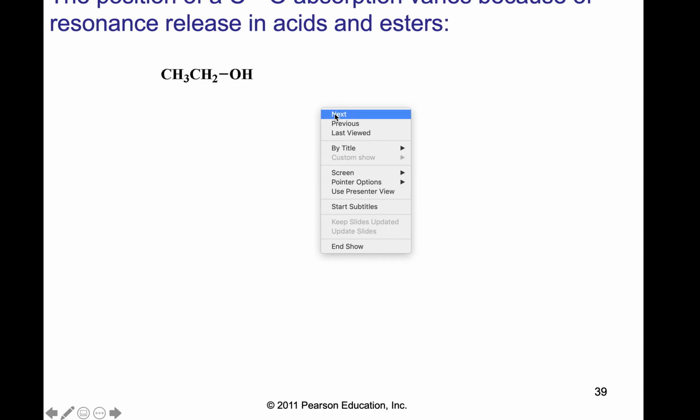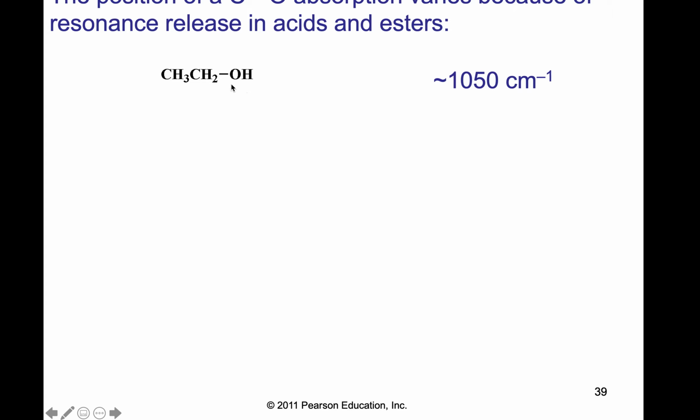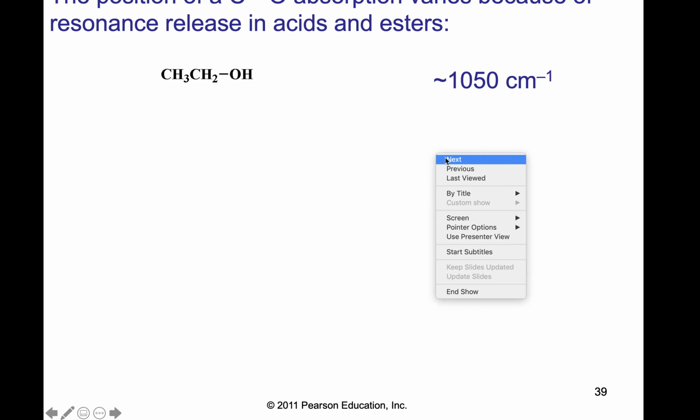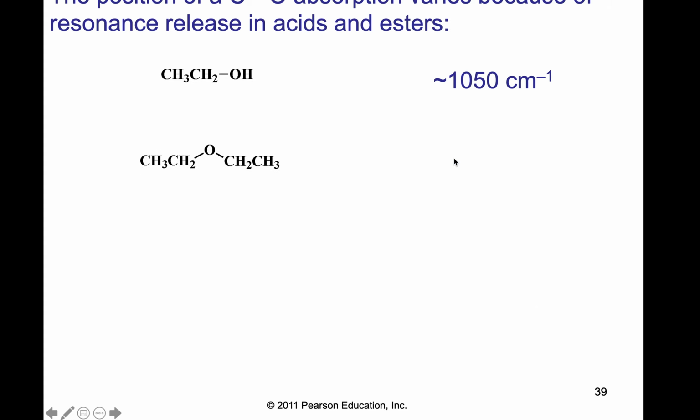The position of a CO absorption varies because of resonance release in carboxylic acids and esters. So in other words, the functional group, here's an alcohol, ethyl alcohol. That's about 1050 for the CO stretch. The OH stretch is way up around 3300, a big broad stretch as I mentioned. You'll see it again. Now here, this is diethyl ether, so you have CO on both sides, and that's about 1050.